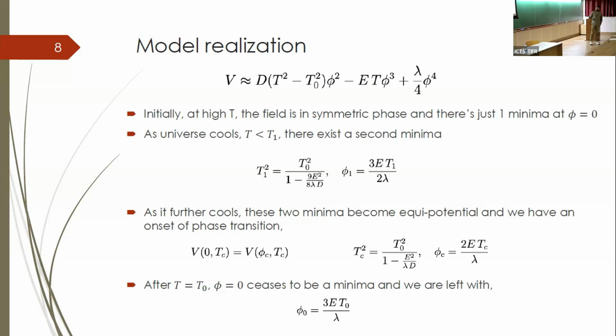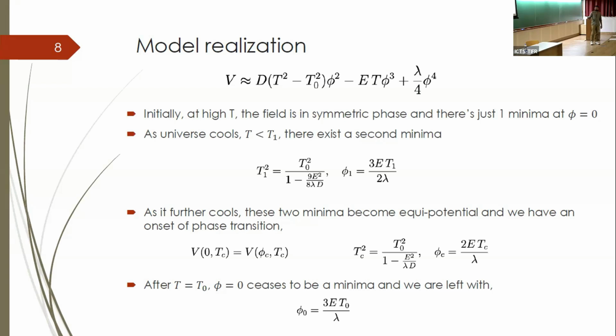Here I show a usual polynomial-like potential. In the standard story, at a very high temperature, the potential is initially symmetric and the field is in a symmetric phase, with only one minimum, which is at phi equal to 0. Now, as the universe expands, when T becomes less than T_1, there exists a second minimum, given by phi_1, which is non-zero.